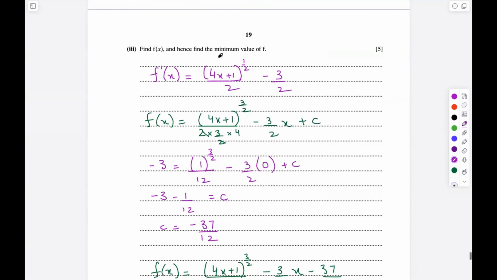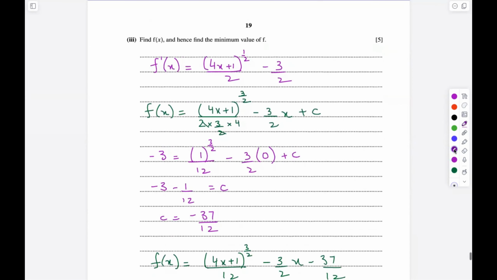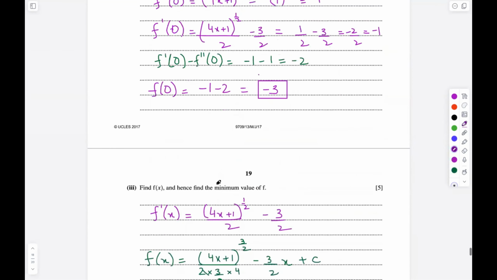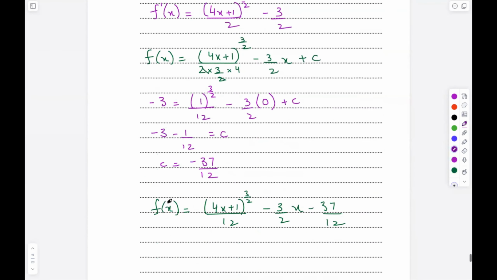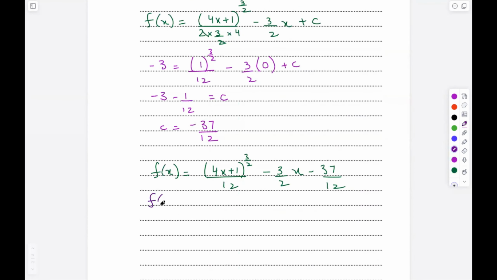It also is asking us to find the minimum value of f. So for the minimum value of f, we already know that the x coordinate for the minimum value is 2. So when x is 2, we have a minimum value. We'll substitute x equals 2. So that will become 9 to the power 3 upon 2 upon 12 minus 3 upon 2 into 2 minus 37 upon 12. So 2 and 2 will cancel out.